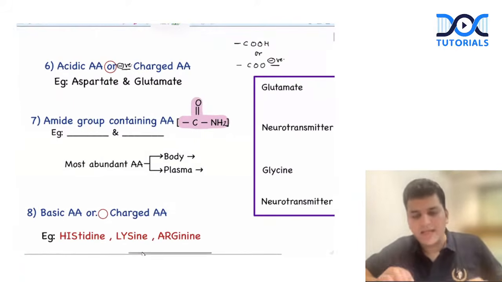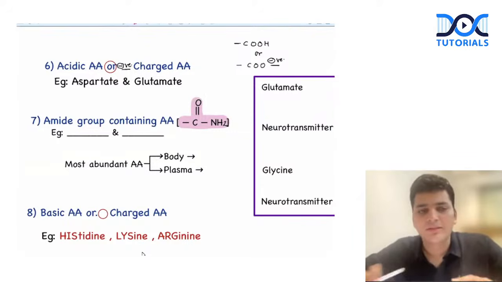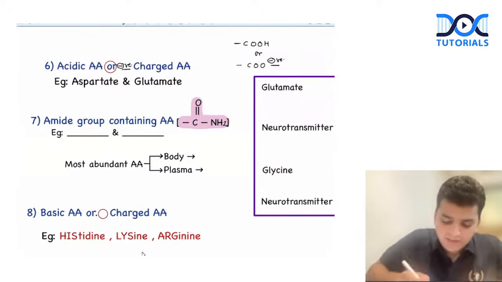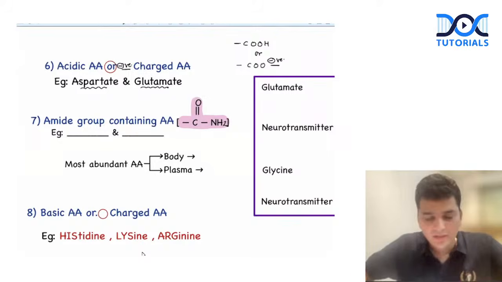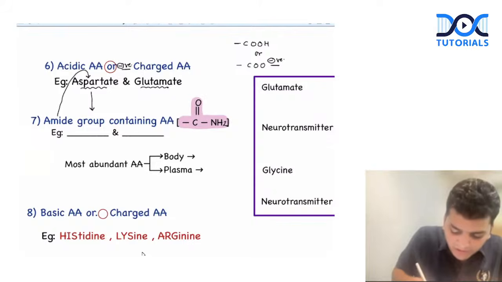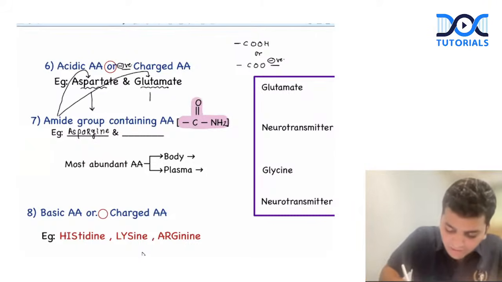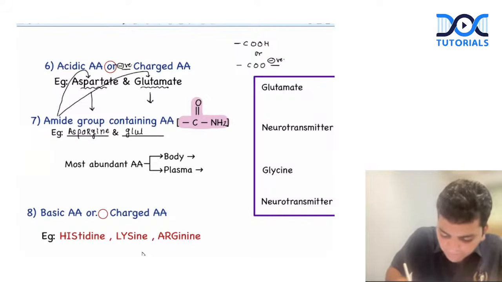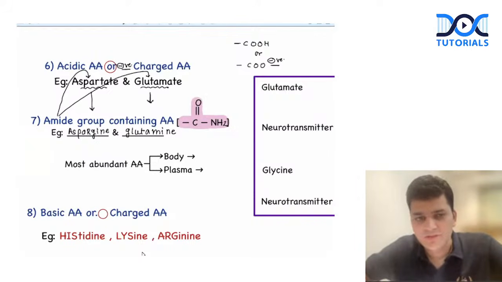And here is the catch: amide loves acid. Wherever there is acid, the amide will go and attach to it. And just now we discussed there are two amino acids which have excess acid on them. One is aspartate and the second is glutamate. They have excess acid and amide loves that. So amide will go and attach to aspartate. If it attaches to aspartate, what are we going to make? Asparagine. The amide can go and attach to glutamate, and we are going to make glutamine. So asparagine and glutamine are the amide group containing amino acids.